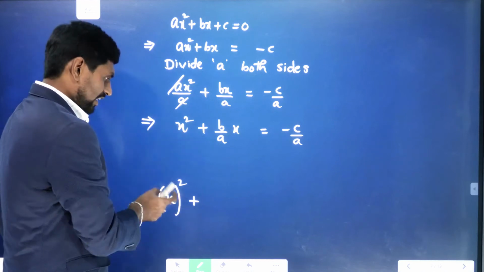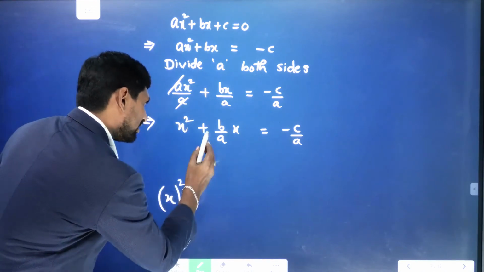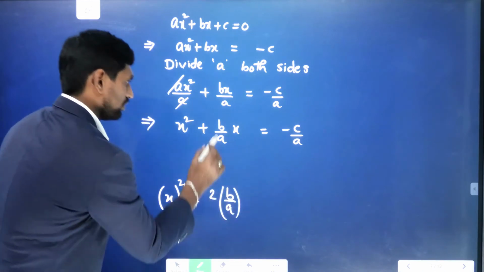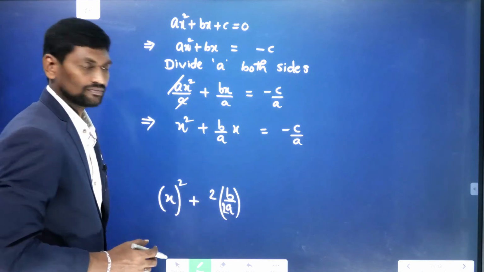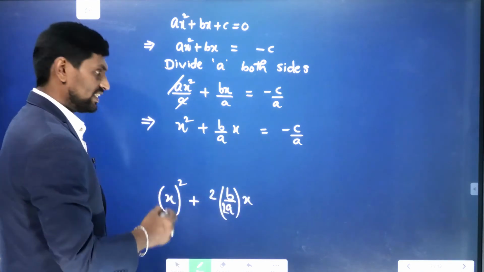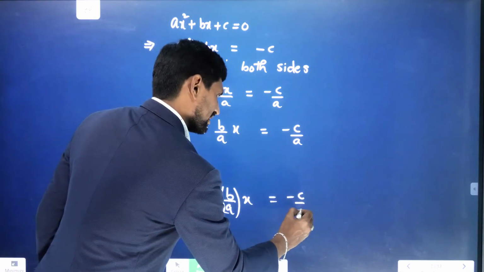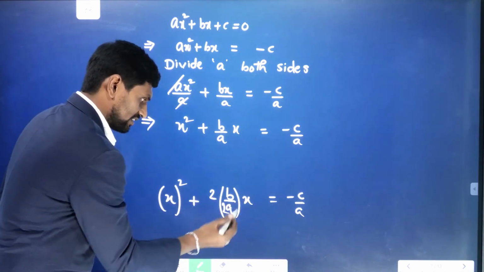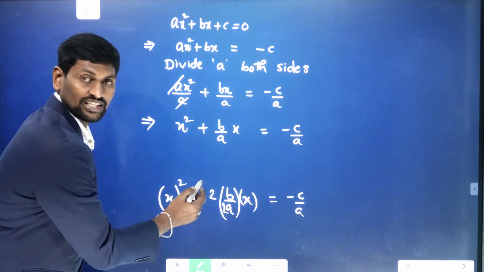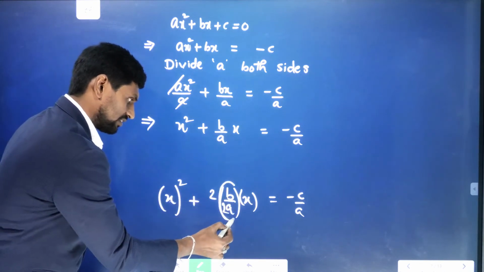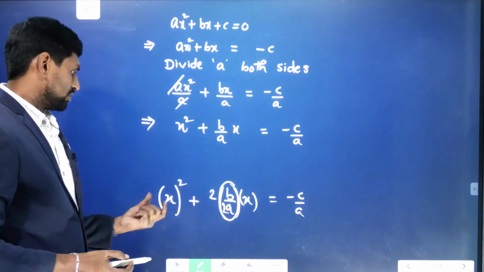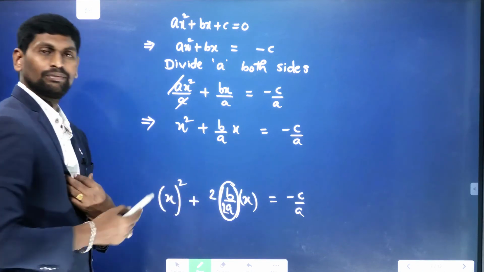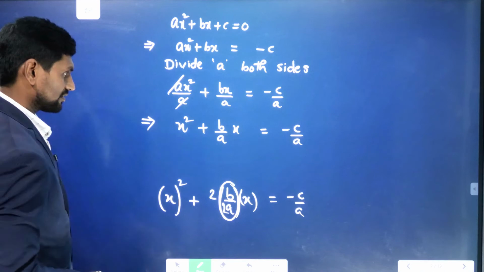Right, a square term is there, 2ab term should get, 2 not there, so I am multiplying 2 and dividing here, without changing its value, is equals to minus c by a. So a square plus 2ab, a means x only here. So this is b term, b by 2a. So a square plus 2ab we got. Now b square we should get. B already we know, b by 2a. So add b square both sides.